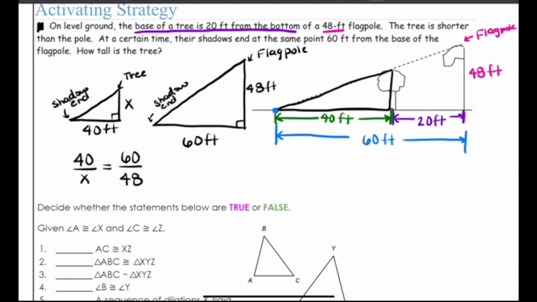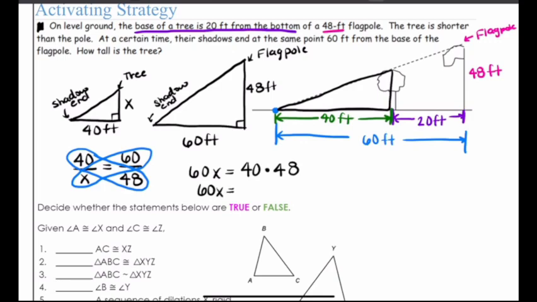Okay. Now here we have a proportion. So we're going to go ahead and cross multiply. Multiply 40 times 48 and 60 times X. So now 60X equals 40 times 48, which is, let's see, plugging it into my calculator, 1920.